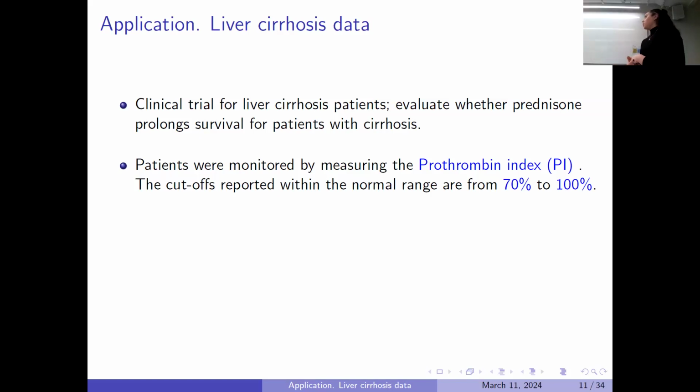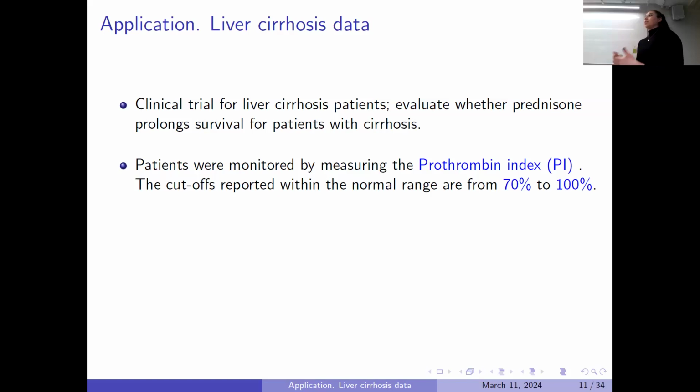Something else that is important of this process is the normal range. So when the doctor looks at the results, if this biomarker is between 70% and 100, they're like, okay, everything's fine, just go home, come back in 3 months.